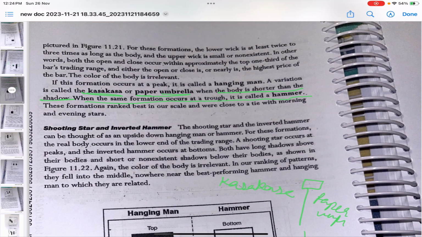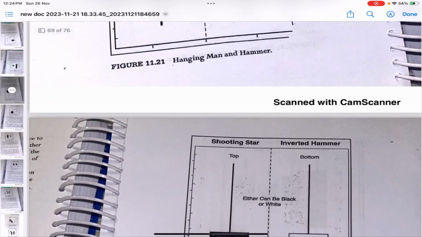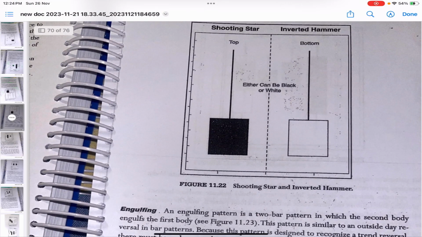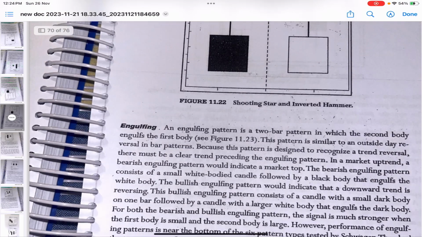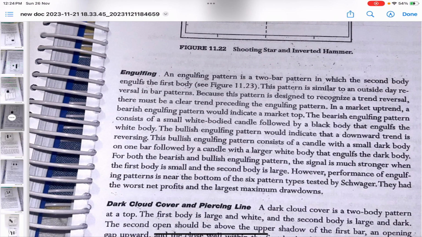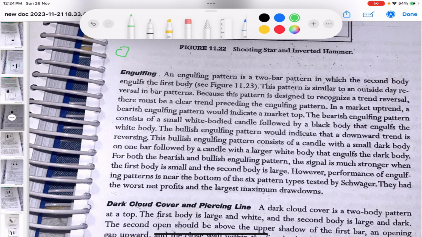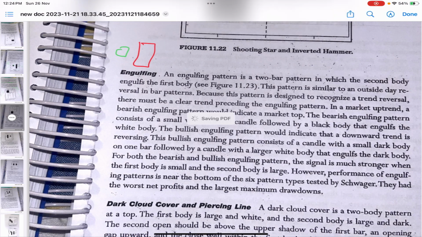Now what is a shooting star? A shooting star is just an inverted hammer. I don't think there's anything to discuss in this. It is an inverted hammer. Now engulfing. Engulfing is when one particular candle engulfs the entire previous candle. So if I have a candle over here, and there's a red candle like this, it has completely engulfed this green candle. So those are engulfing candles.